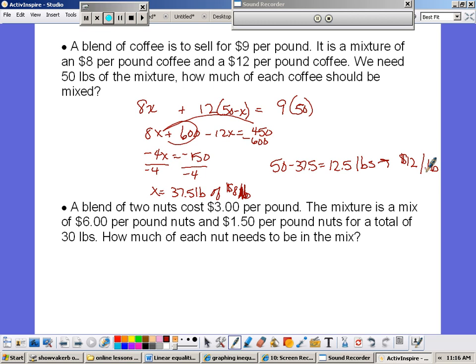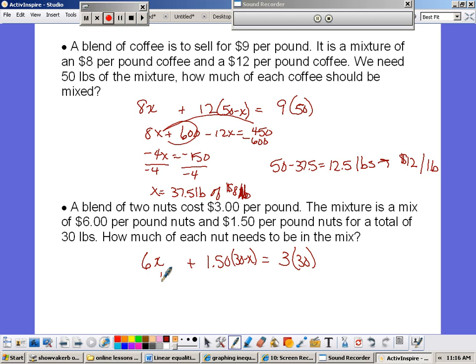A blend of 2 nuts costs $3 per pound. The mixture is a mix of $6 per pound nuts and $1.50 per pound nuts for a total of 30 pounds. How much of each nut needs to be mixed? Okay, so I'm doing a $6 nut and a $1.50 nut to get a $3 nut. I need a total of 30 pounds. So the first one will be X and the second one will be 30 minus X.